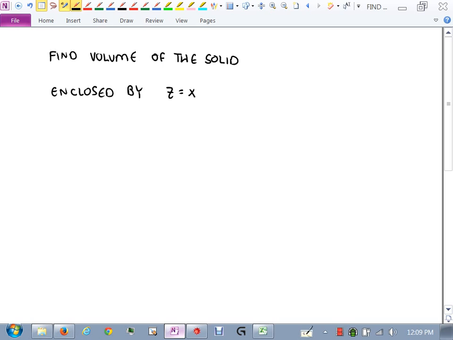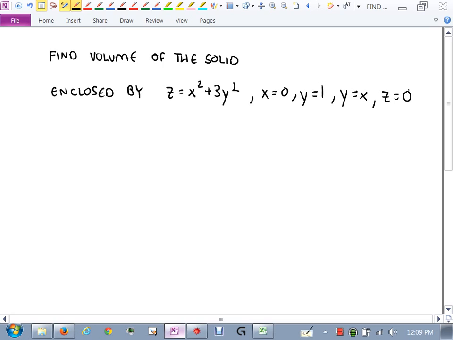So I know some of you don't have your book, so I'll just jot down here what we have. It says find the volume of the solid enclosed by z equals x squared plus 3y squared, x equals 0, y equals 1, y equals x, z equals 0.